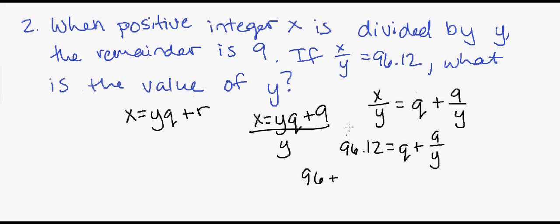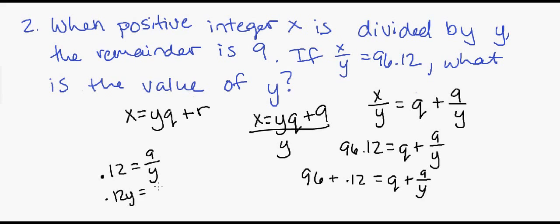So now we know that 96.12 is equal to 96 plus 0.12, and that's going to equal q plus 9 over y. And now we can see that our 96 is equal to our q, and our 0.12 is equal to our 9 over y. So all we have to do now is do 0.12 is equal to 9 over y and solve for y.